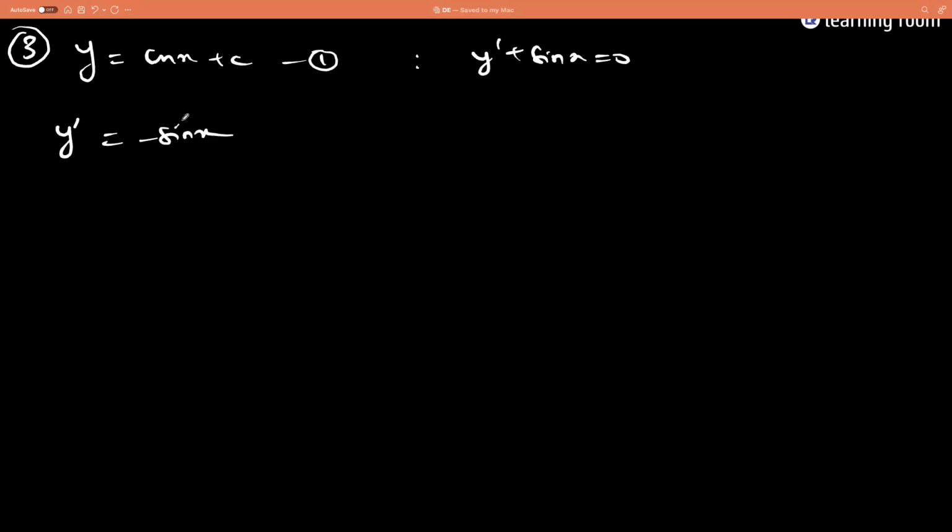So third one, y is equal to cos x plus c. y dash plus sin x is equal to 0. So y dash, you take this as 1. y dash will be equal to minus sin x, 2. So what will you do? y dash la substitute minus sin x plus sin x. Answer will be 0.